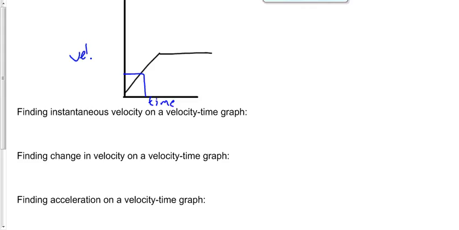Power on a power time graph, it's up and over. Energy on an energy time graph, it's up and over. If you want to find whatever appears on the y-axis, you're going to go up and over.